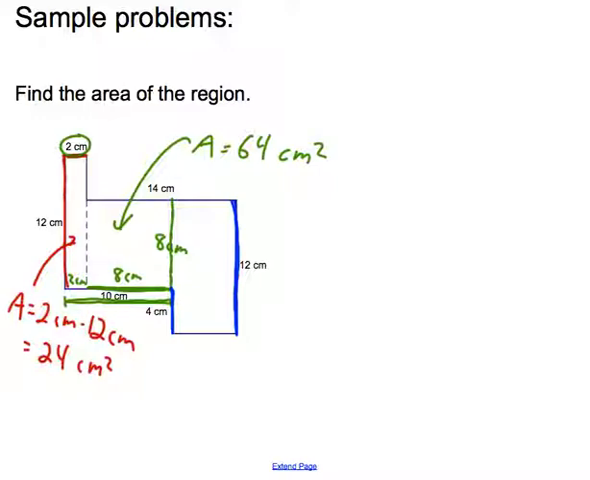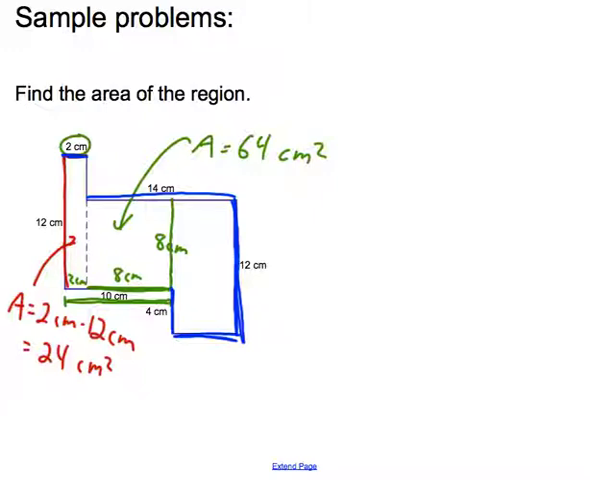And finally, we have the rectangle on the right. We just said this height is 12, but I've got to figure out this side. For that, I need to do a little bit more puzzle work here. I need to look at the top. And I can see from the top that I've got a 14 here and a 2 here. That gives me a total length of 16 centimeters from the left to the right side of this entire figure.